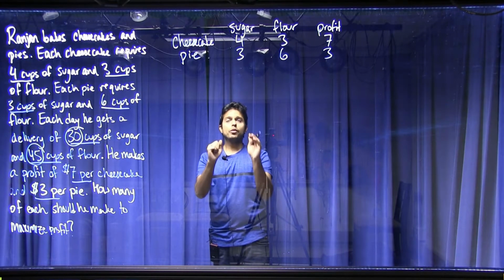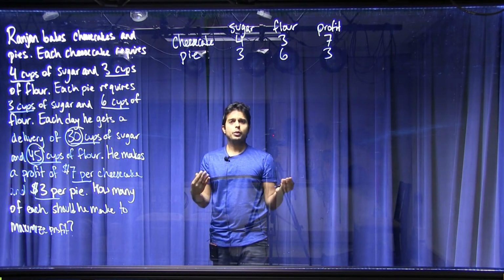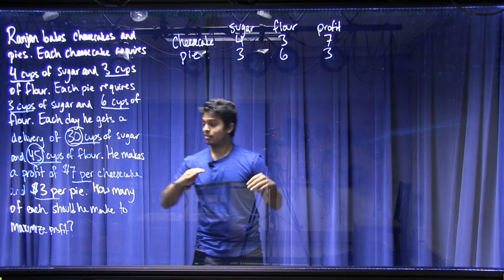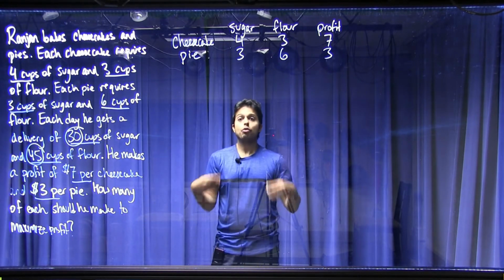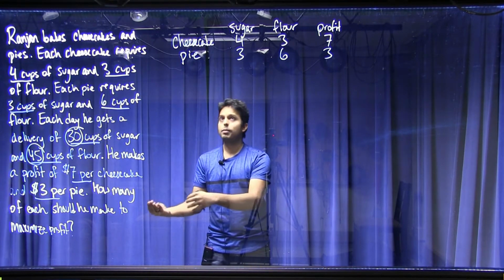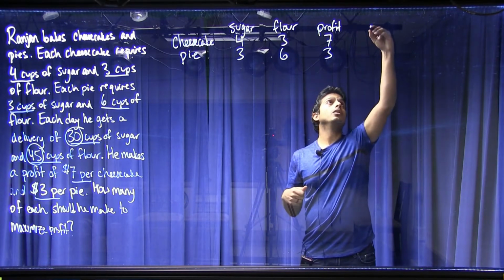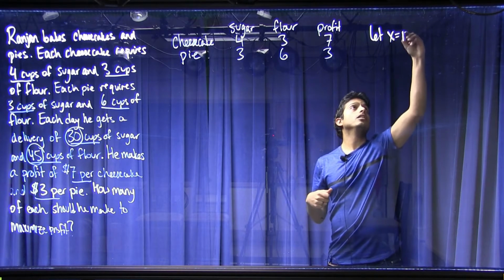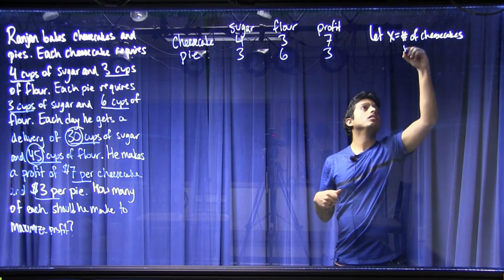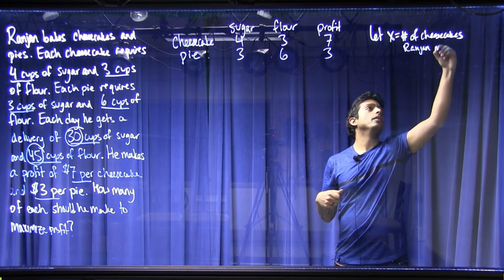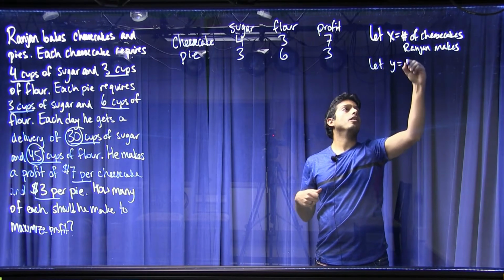Now that we've made the table, we can start with the next step, which is defining variables. So where do we look when we're defining variables? We look at the last sentence, the question. The question asks, how many of each should we make? So those are our variables, the number of cheesecakes we make and the number of pies we make. We let x be the number of cheesecakes that I make, and we let y be the number of pies I make.